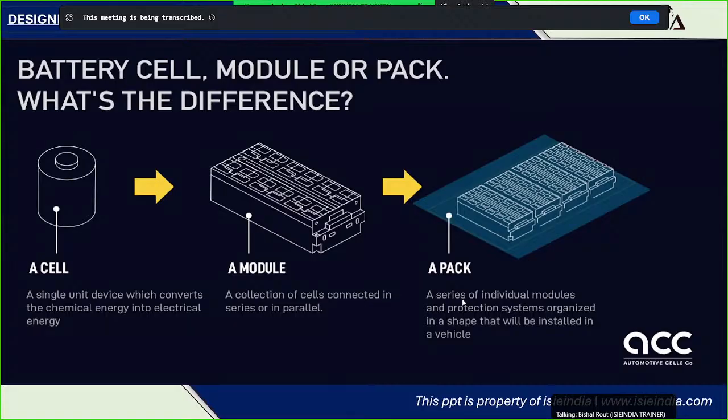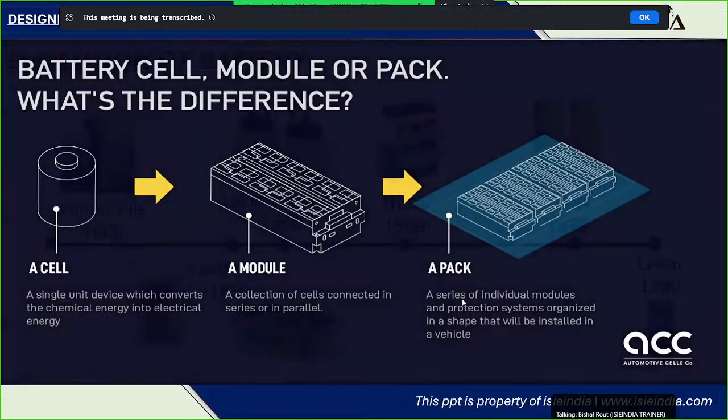So we'll understand the various approaches of manufacturing a battery pack for an electric vehicle, like the cell to pack approach, the cell to module to pack approach, and the cell to chassis approach. We're going to understand that, right?